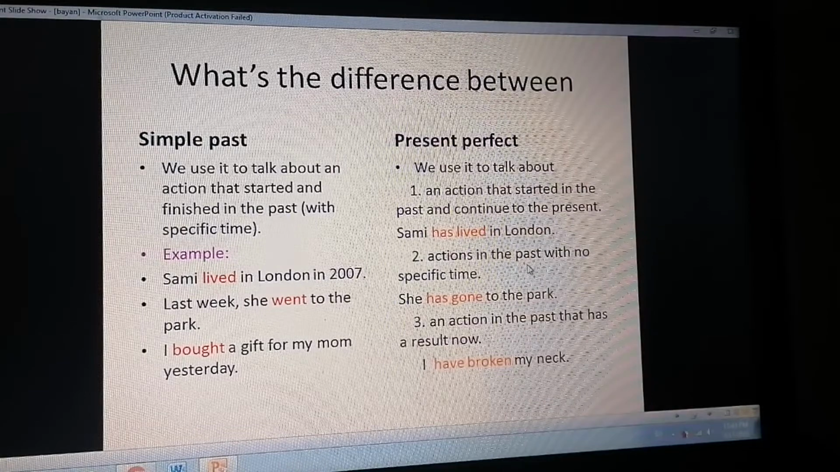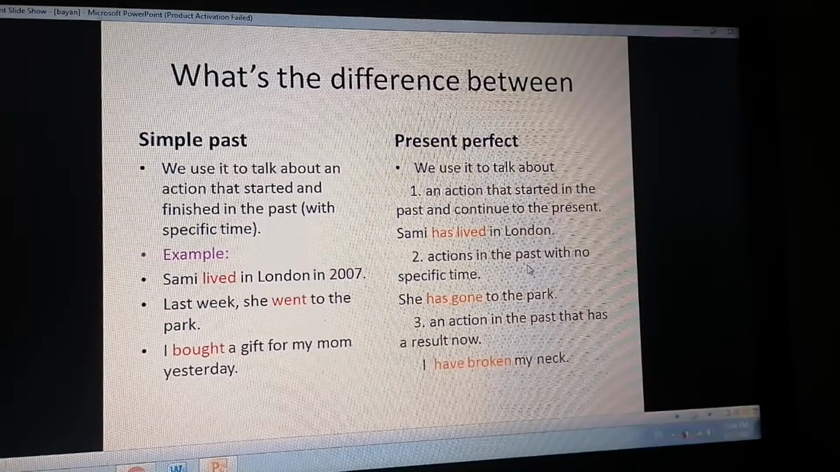But in the present perfect we say, Sammy has lived in London. Okay, if we ask, where is Sammy now? Sammy has lived in London.